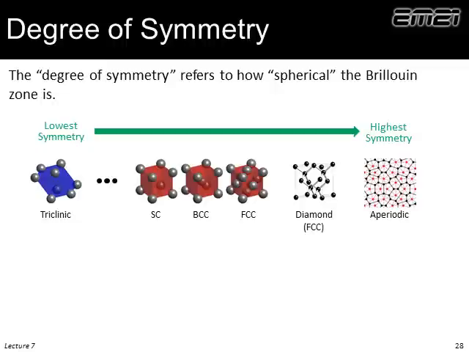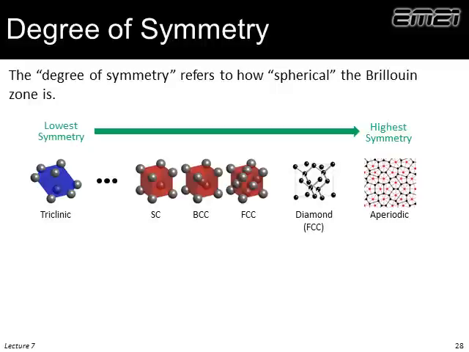So let's talk more about the symmetry. We mentioned before that certain lattices have higher symmetry than others. What that means is that its Brillouin zone is more spherical. The more spherical the Brillouin zone, the more symmetry a lattice has. So I've ranked the lattices from low to high symmetry.